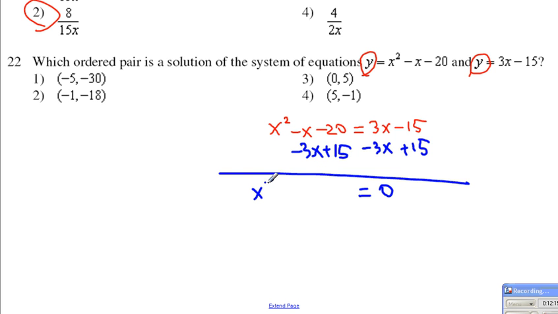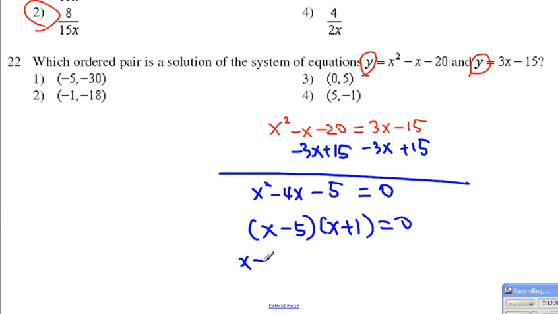On the left side, we have x squared, minus 4x, and minus 5. That means this can be factored into (x minus 5)(x plus 1) equals 0. That basically means x can be either 5 or negative 1. Now, it seems we have two possibilities.